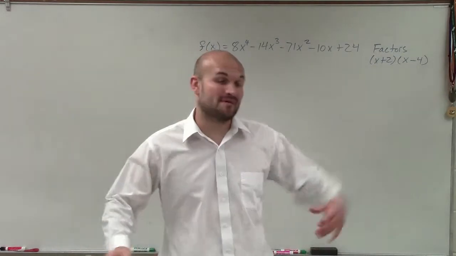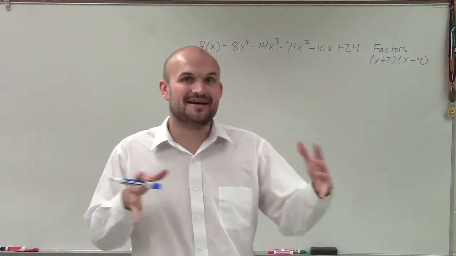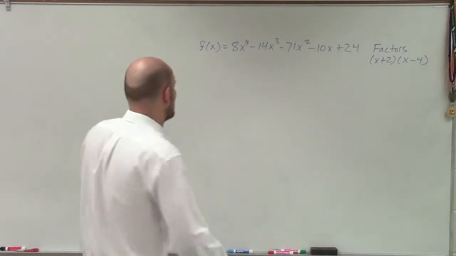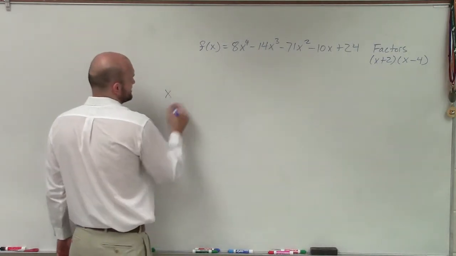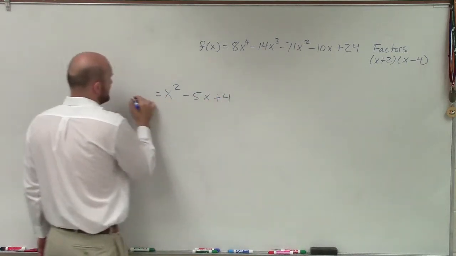So now in this problem, I'm not giving you the zeros, I'm giving you the factors. So we need to remember, how do factors compare to zeros? I'll just do a quick little example. Let's just pretend I had negative x squared minus 5x plus 4. Let's say that was my function.